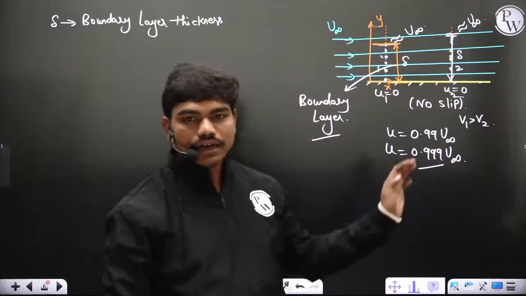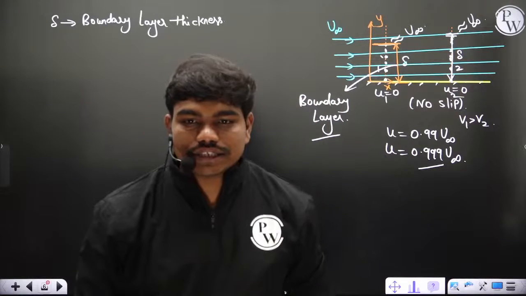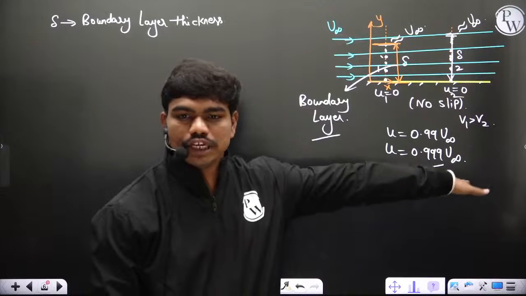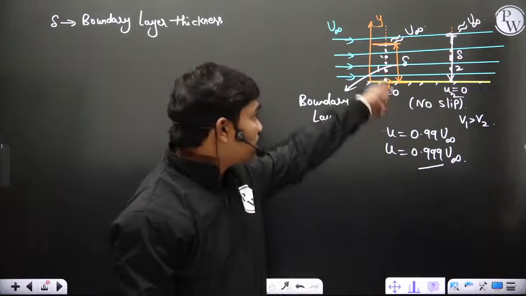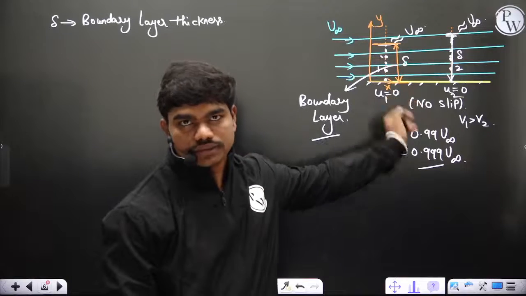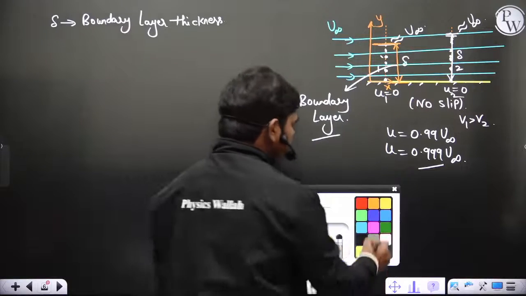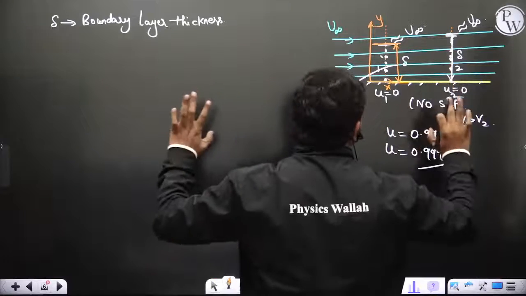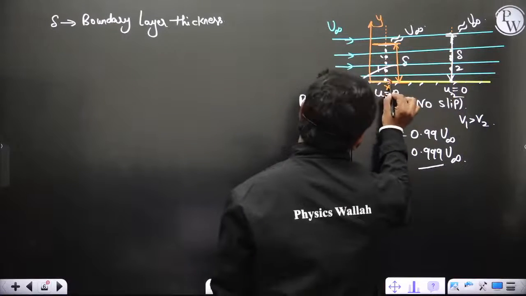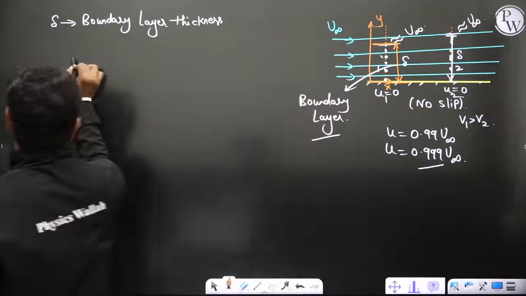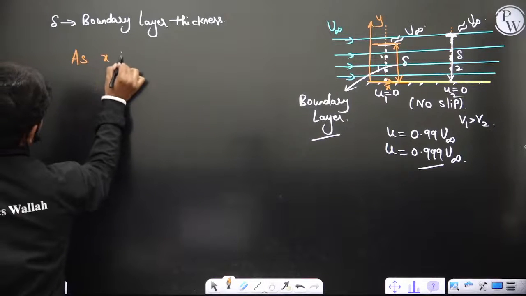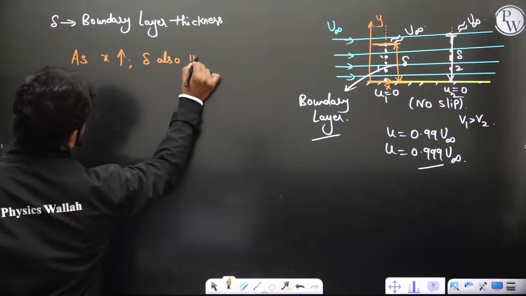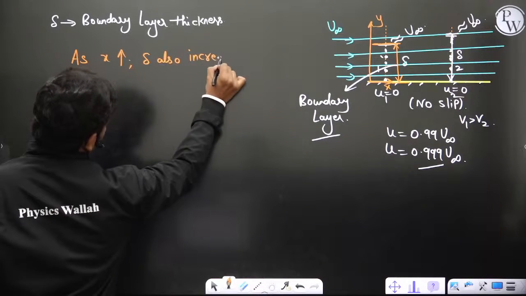Okay, so delta increases. So boundary layer thickness is the distance between u0 and 0.99 or 0.999 times u infinity, in the transverse direction, not in the flow direction. Clear? Now, if this is delta, one thing you can understand physically, though till now we haven't done anything, is that as x increases, delta also increases. This is what you understood.